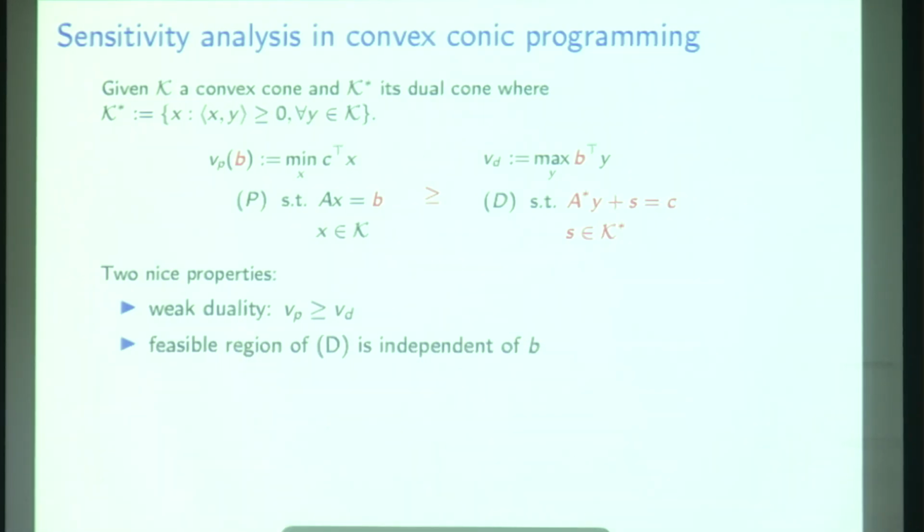I don't know if you've done this fun exercise where you divide the class into two rooms, and one side only computes primal values, the other side duals, and they compare, which is fun. I love doing that, yeah.